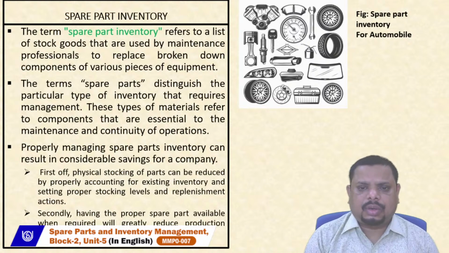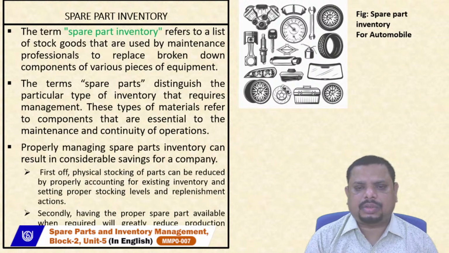Point number two: the term spare parts distinguishes the particular type of inventories that require management, and the type of material refers to the components that are essential to the maintenance and continuity of operations. So, for example, in the case of an engine, a spark plug is an essential component.